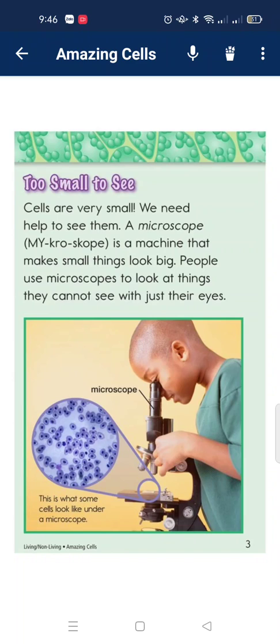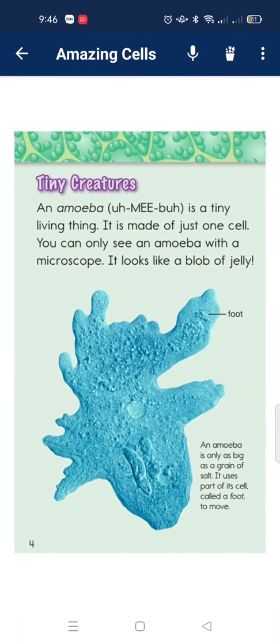Cells are very small. We need help to see them. A microscope is a machine that makes small things look big. People use a microscope to look at things they cannot see with just their eyes. This is what some cells look like under a microscope. Tiny creature. An amoeba is a tiny living thing. It's made of just one cell. You can only see an amoeba with a microscope. It looks like a blob of jelly. I will show you what an amoeba is.